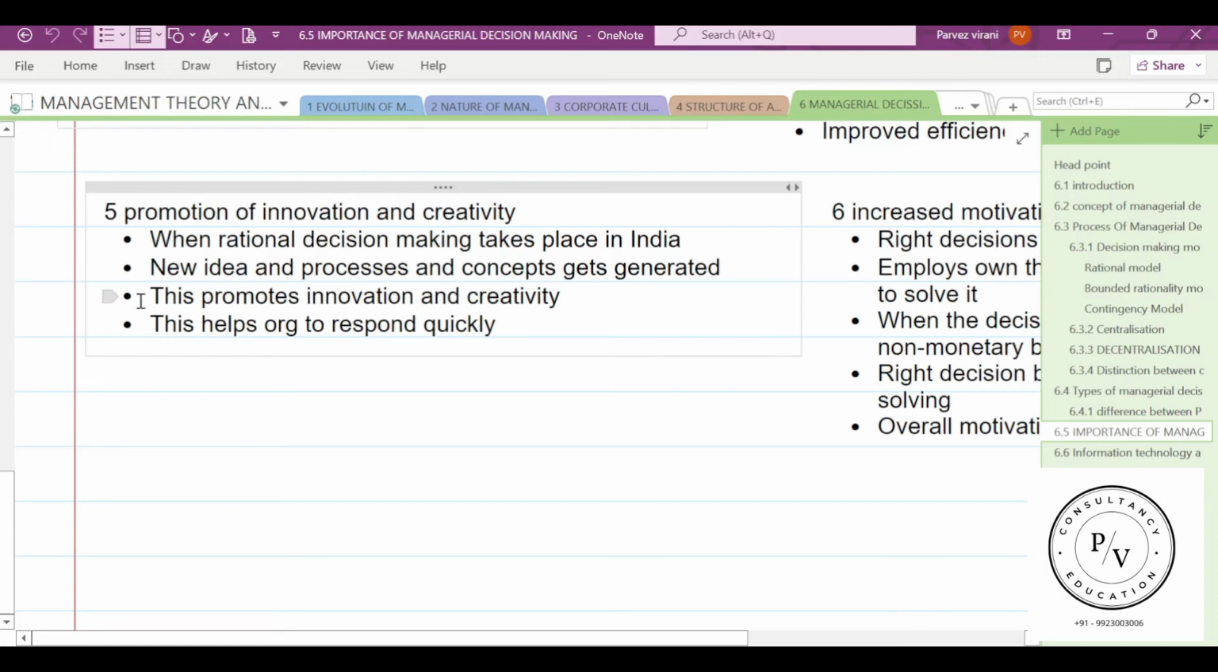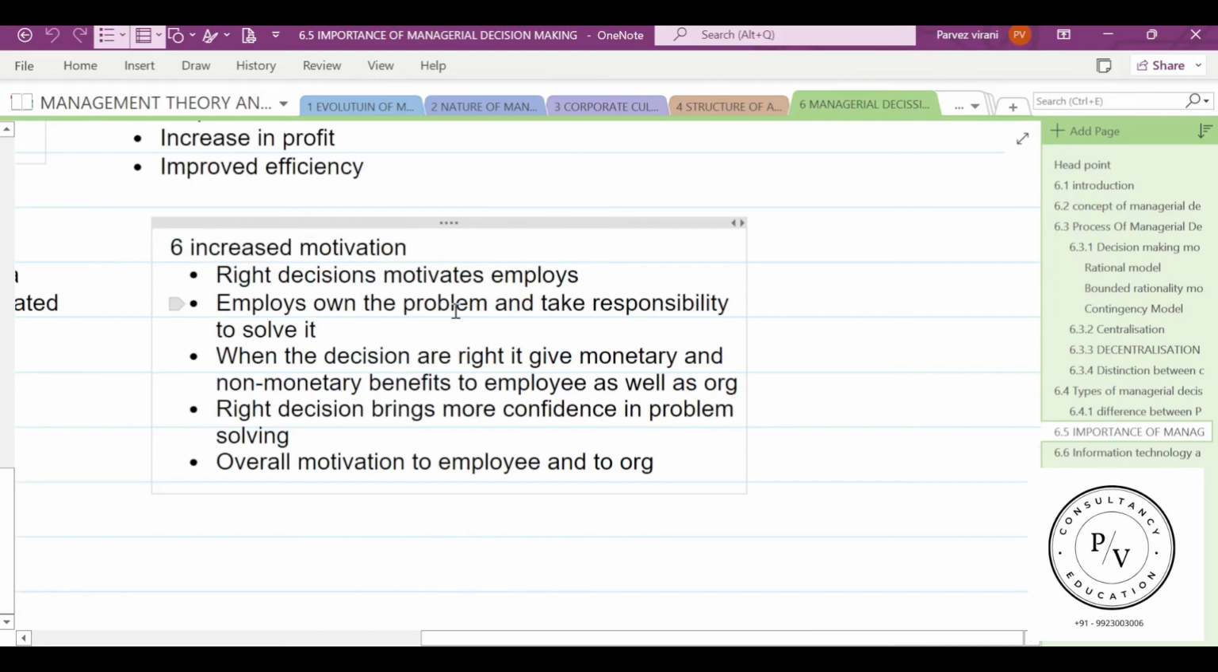Sixth point, increased motivation. A right decision motivates employees. Employees own the problem and take the responsibility to solve it. When the decisions are right, it gives monetary and non-monetary benefits to employees as well as to the organization. A right decision brings more confidence in problem solving, and overall motivation to employees and to the organization. So that is the importance of managerial decision making.